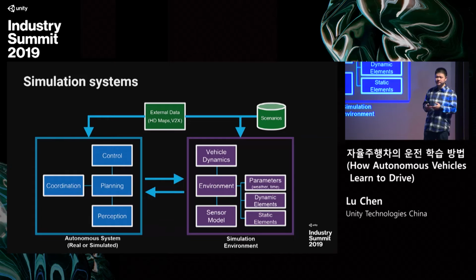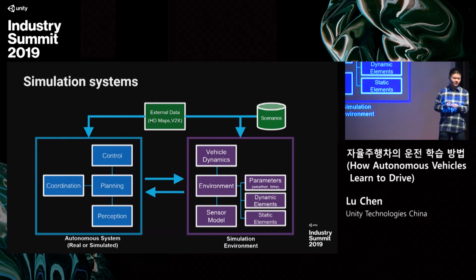Let's see the simulation system another way. For the left part, here is the autonomous system I already introduced. Please note that it could be software or even some real hardware, including some chips or a car. So you just need to connect to our simulation environment.